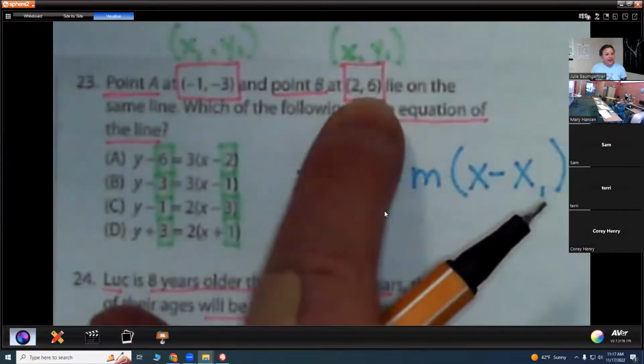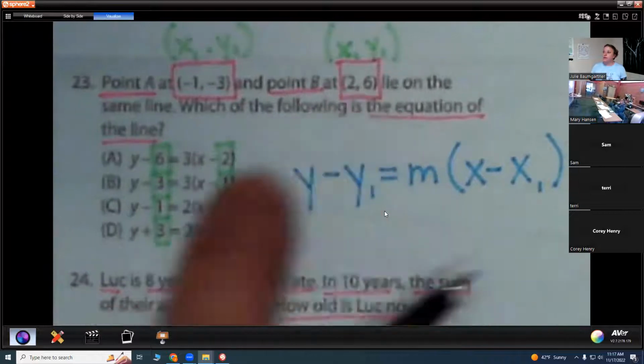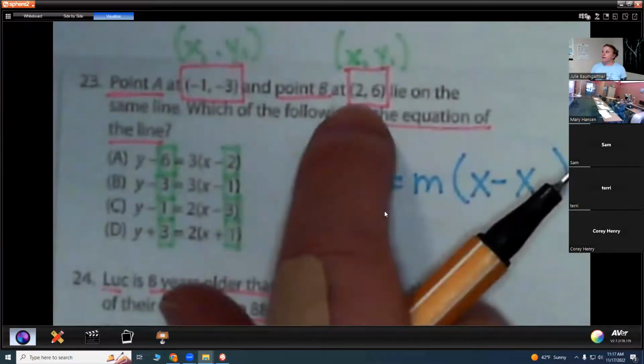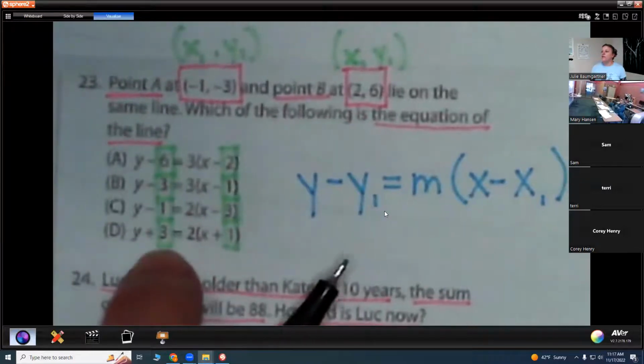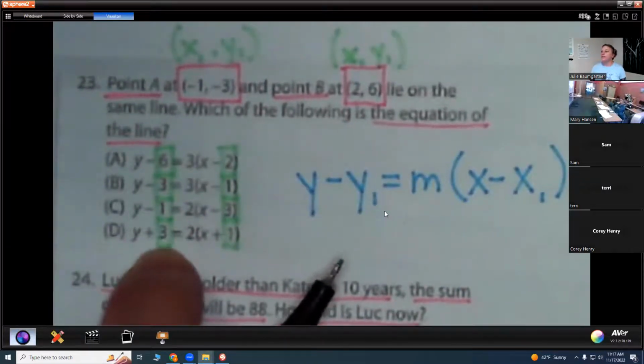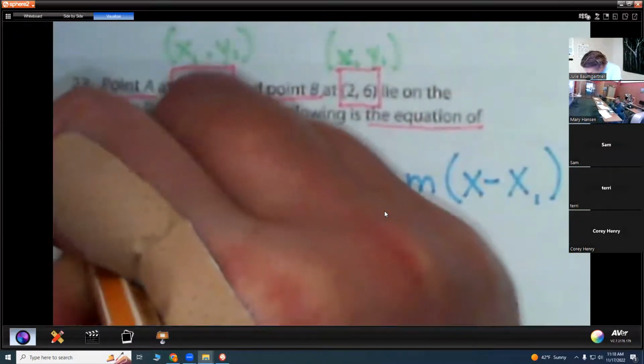Does everyone see that? Because remember, there's another answer choice that has the other point in it. And that would, you're right, darn it, it would be D. You chose D? Okay, good.